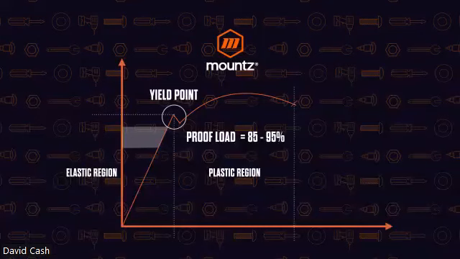a value that is often given is the proof load. The proof load of that fastener is typically going to be about 85 to 95% of the yield point.